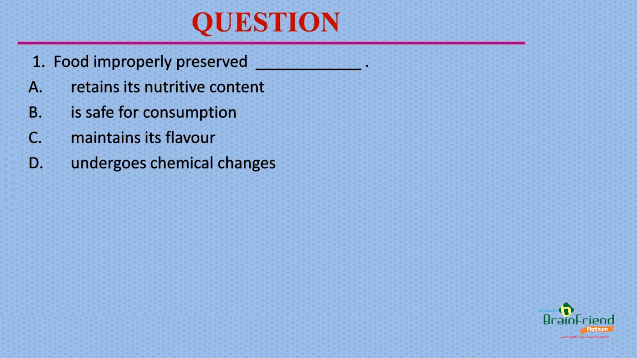Question number 1. Food improperly preserved: A. Retains its nutritive content. B. Is safe for consumption. C. Maintains its flavor. Or D. Undergoes chemical changes. The correct answer is D. Undergoes chemical changes.